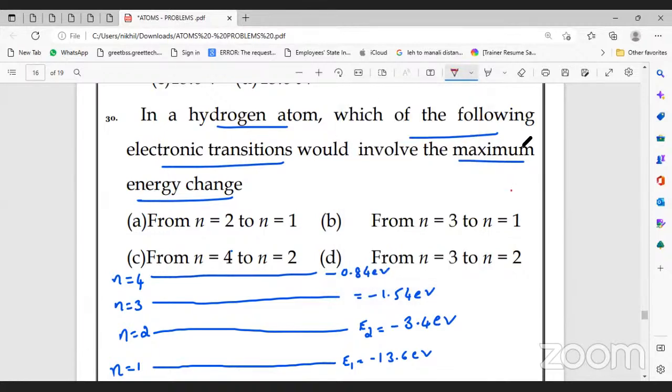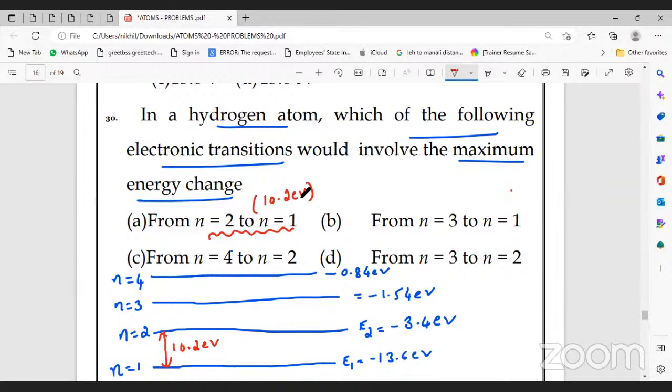Now, can you find the energy gap from 2 to 1? The 2 to 1 energy gap is this. That is the difference of 13.6 and 3.4, which is 10.2 electron volt. So this gap energy is 10.2 electron volt.